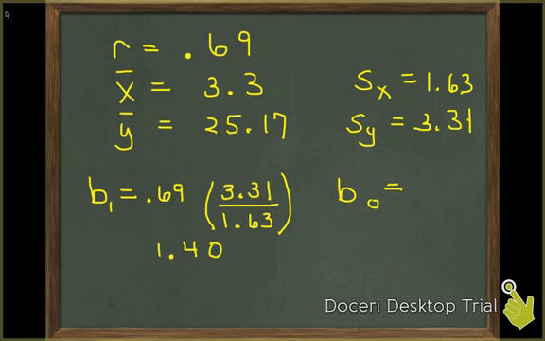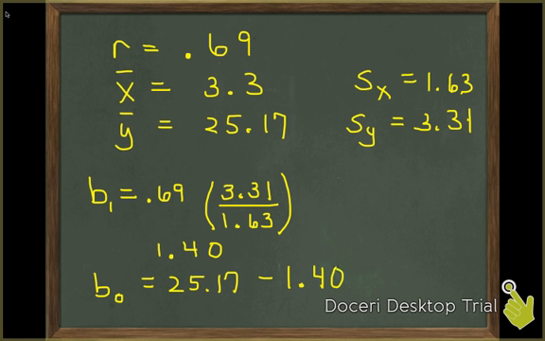To find b sub 0, we're going to do y bar minus b sub 1 times x bar. So we'll find out what that value is, and we end up with 20.55.